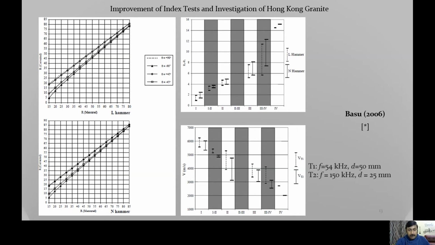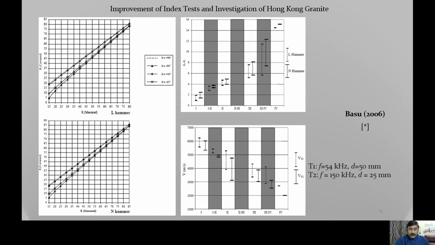Similarly, when we considered ultrasonic P-wave velocity, we found that the selection of transducers for ultrasonic velocity measurement is a crucial aspect, and depending on this, there could be a possible error in the velocity values.